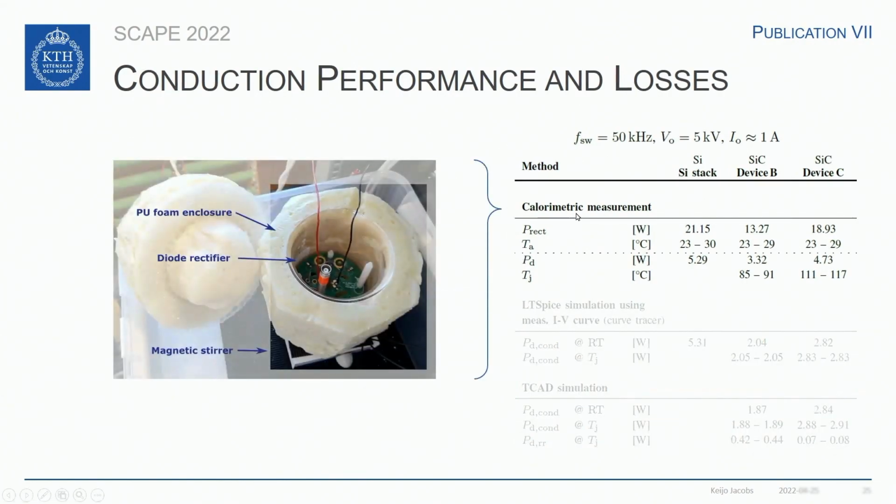The calorimetric measurements reveal the total rectifier losses. You can see, comparing the conduction optimized device with the silicon implementation, that we achieved a loss reduction of 37%. The comparison is not entirely fair because the silicon carbide device is a 10 kilovolt device and the silicon stack is only rated for 8 kilovolts. So if you would interpolate linearly, you would get a reduction of losses of 50%. For the switching optimized device, we only get a reduction of 12%.